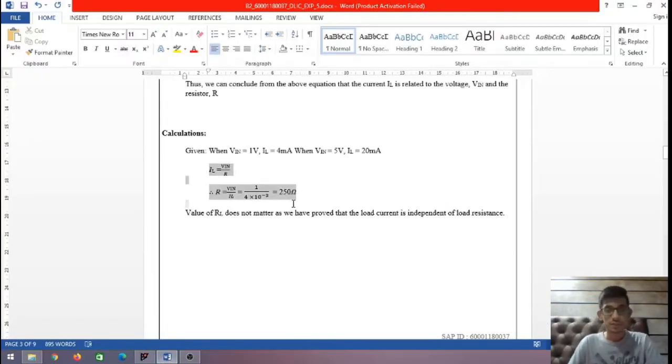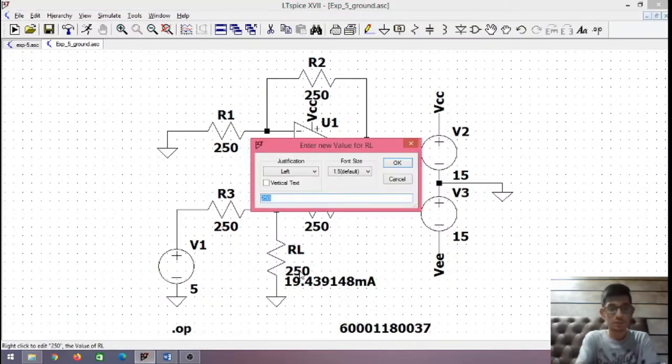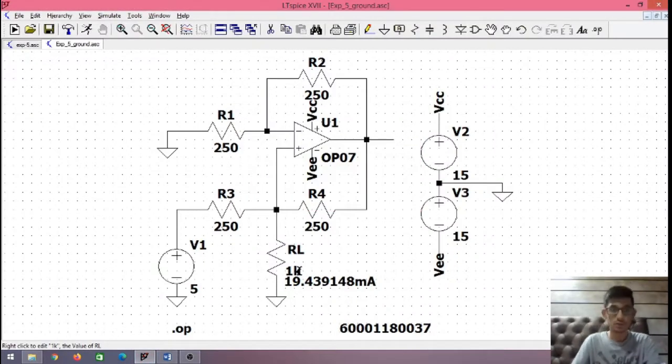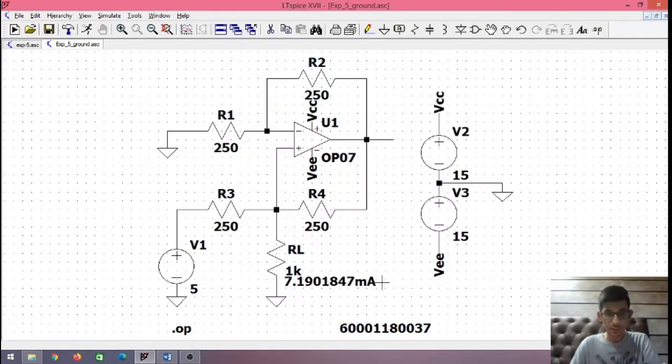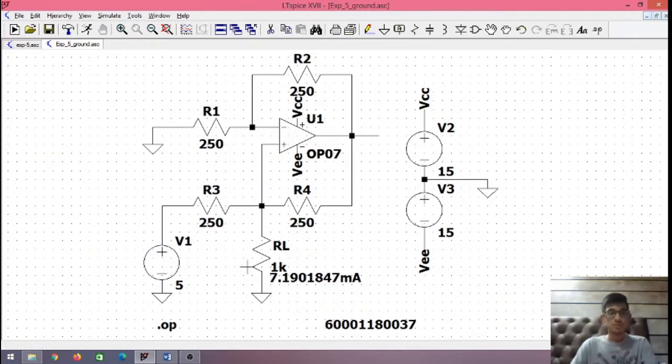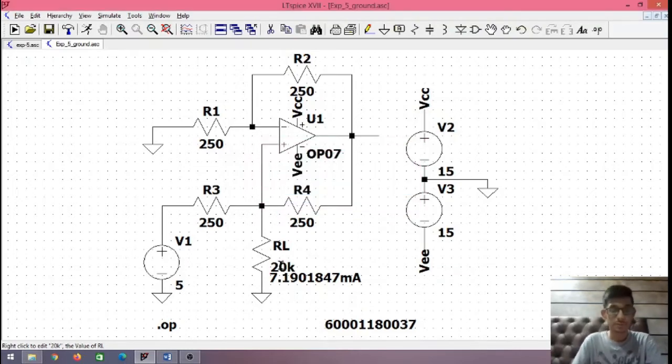So from this equation there is one drawback here, which I will tell you. We see that it is independent of the load resistance RL, but if we increase the load resistance, say we take 1 kilo ohms, and if we run it, we'll see that there is a drop in the current, which is not what we expected, as theoretically it is independent of the load resistance, but practically when we do it, it is dependent on it.